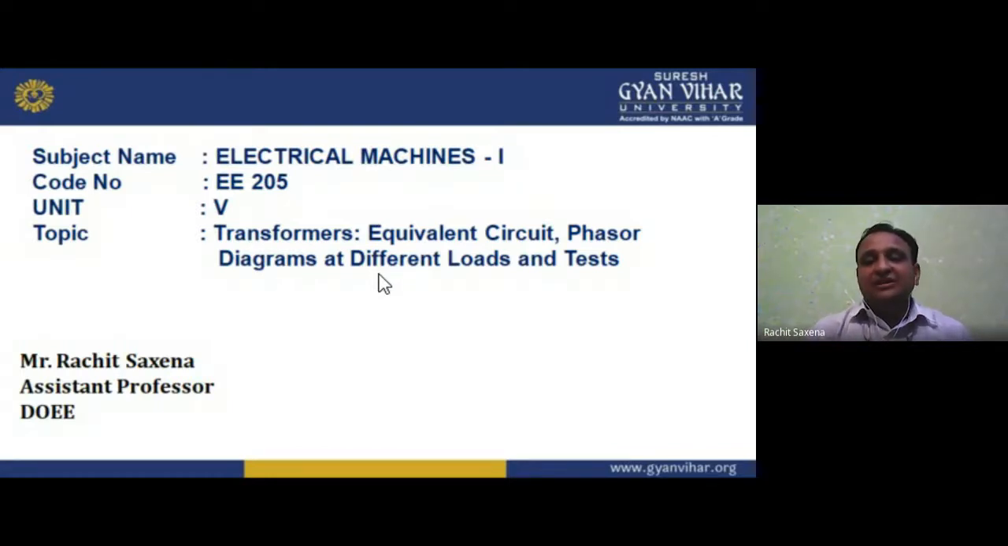Then we have the electromagnetism laws. We have four laws. One is the Biot-Savart law, in which we flow a current in a coil, then we find a magnetic field surrounding that coil. Then we have Ampere's circuital law, which is similar to that one. Then we have the force law. Whenever a current carrying conductor is placed in a magnetic field, it experiences a force.